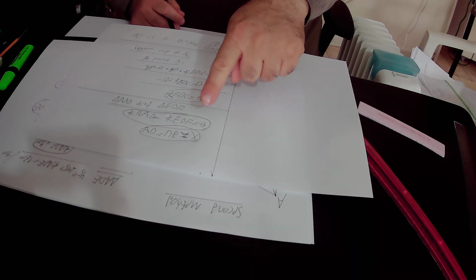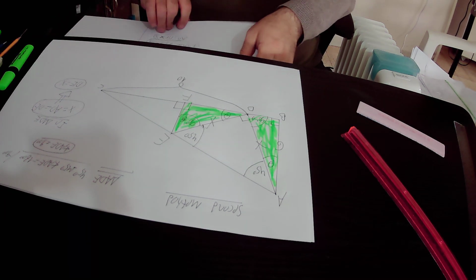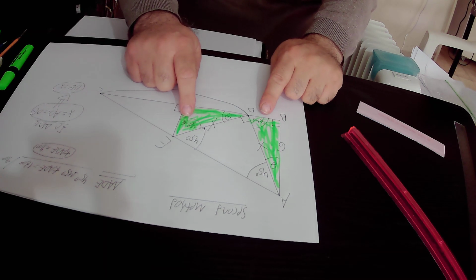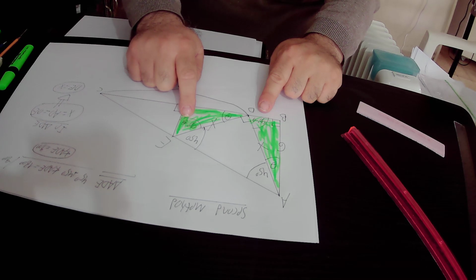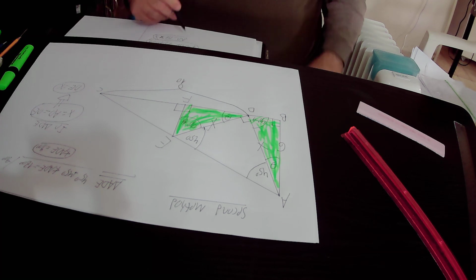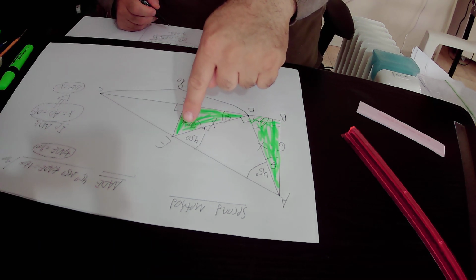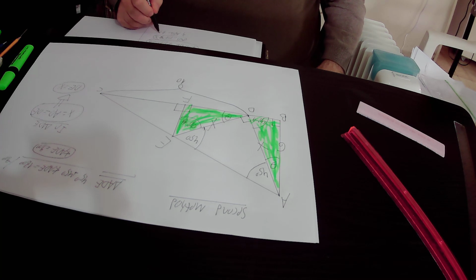Side AD equals side DE, and both sides are equal to X. And those two angles are equal to each other, they are both equal to 90 degrees minus theta. So this angle, that is angle ADB, is equal to this angle, that is actually angle DEF, and both angles are equal to 90 degrees minus theta.